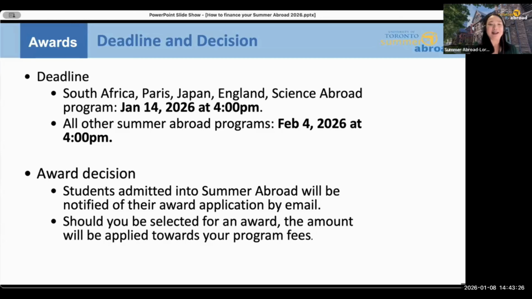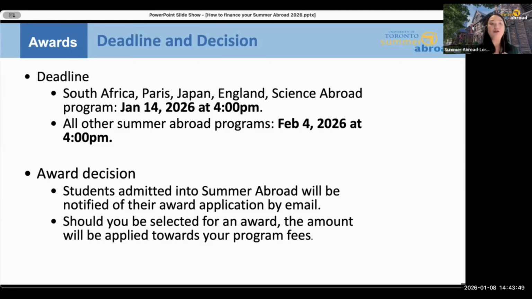And I'm going to now talk a little bit about deadlines. So what deadlines are we talking about? Keep in mind there are two. One's an early deadline, January 14th. If you're thinking about any of these programs on the top bullet, please submit your summer abroad program application and your award application by January 14th. For all of the programs, February 4th is your deadline.